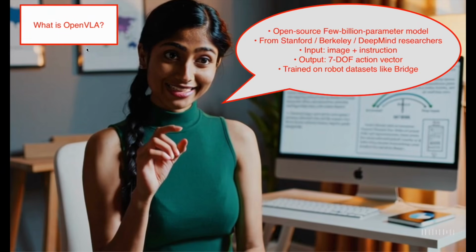OpenVLA is one of the first large-scale open-source vision language action models. It was trained on thousands of robot trajectories, basically recordings of humans controlling robot arms. You give it an image and a text command like pick up the blue block, and it outputs the continuous 7-dimensional vector that tells a robot arm how to move. It was originally from Stanford, Berkeley, and DeepMind researchers. It was trained on robot datasets like Bridge.